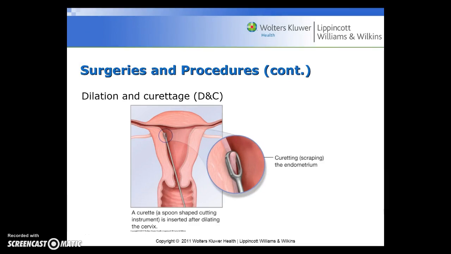So we'll continue with the female reproductive system. Here you can see a picture of a D&C, where they take a curette, which is a spoon-shaped cutting instrument, and it's inserted after dilating the cervix, and it scrapes the endometrium.